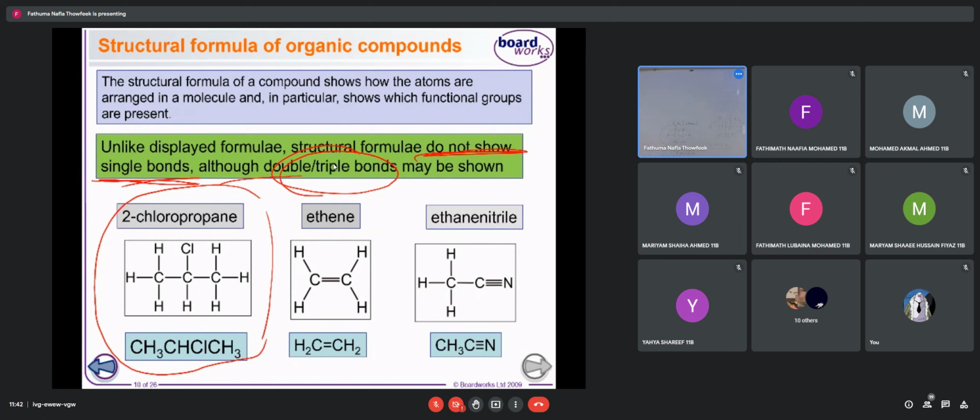This is the molecular formula, empirical formula, structural formula, and here we have the displayed formula. Part by part you can write it. Here in ethene, we can see a carbon-carbon double bond. So in the structural formula, they have shown the carbon-carbon double bond.